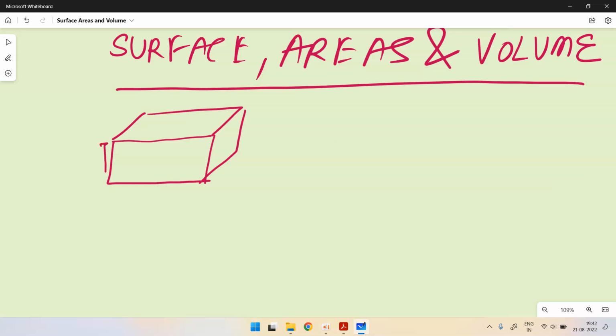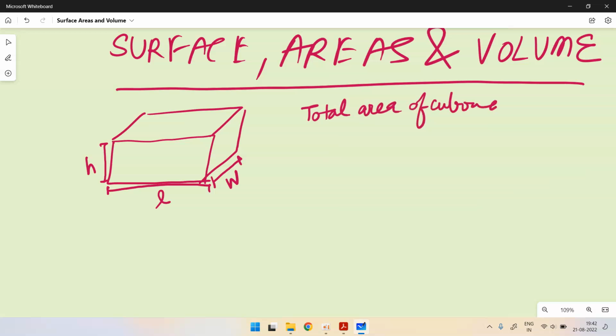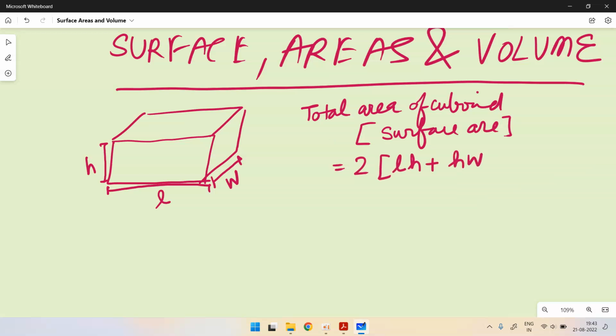This is a cuboid. Say length L, width W and height H. The total area of a cuboid, also known as surface area, is given by 2 times (LH plus HW plus LW). How is the area 2 into this?